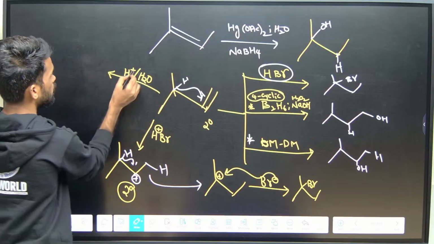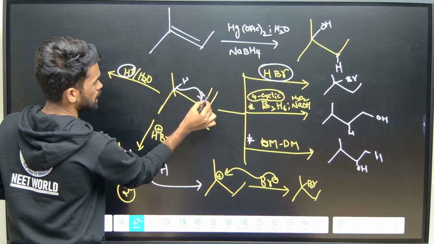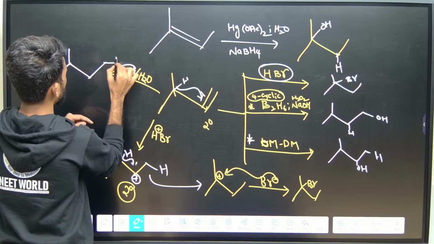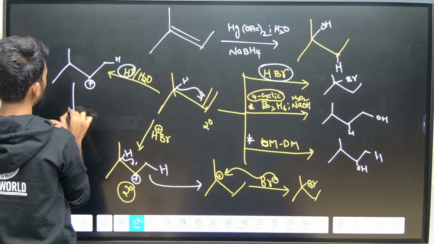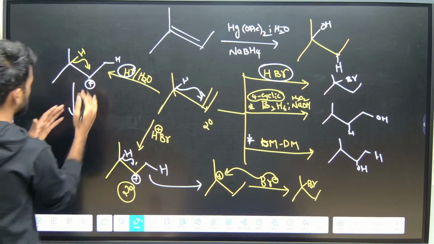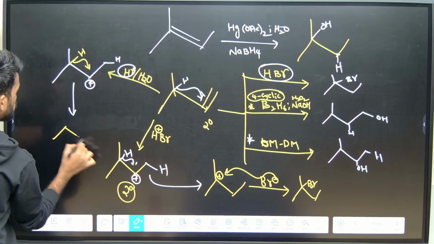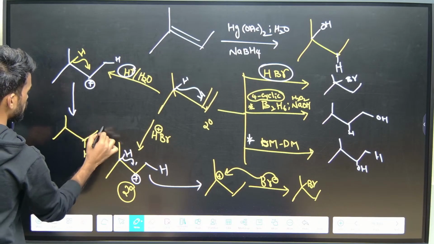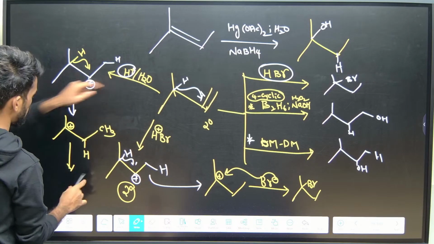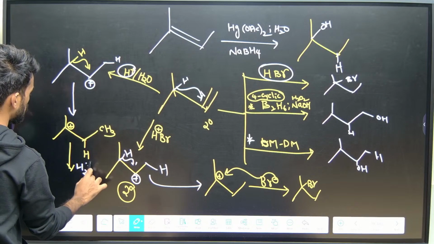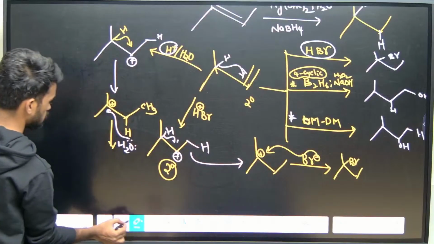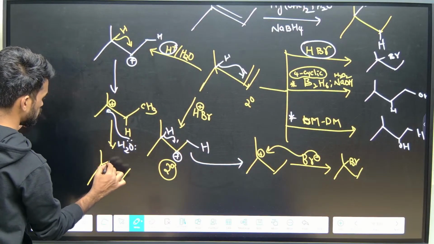What happens in acidic medium? First H plus ion attacks here, generating a carbocation on this secondary carbon. Now this secondary carbocation will undergo rearrangement by a hydride shift, and this will give you a tertiary carbocation. To this you can now add a water molecule as a nucleophile and get the final product like this.